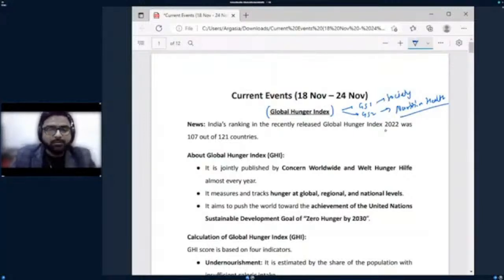So before starting this, let us first talk about the concept of hunger. Hunger, by hunger, it depends from person to person. Largely, we can say it is the absence of food.